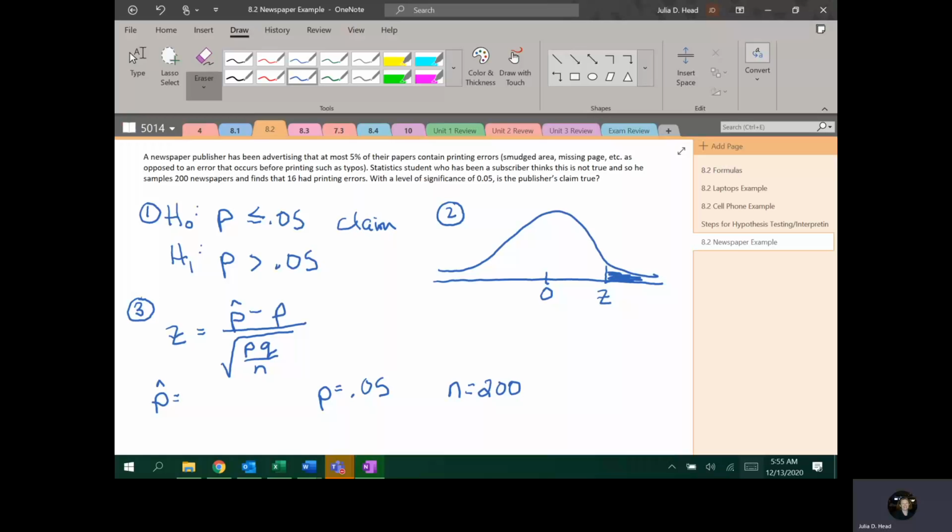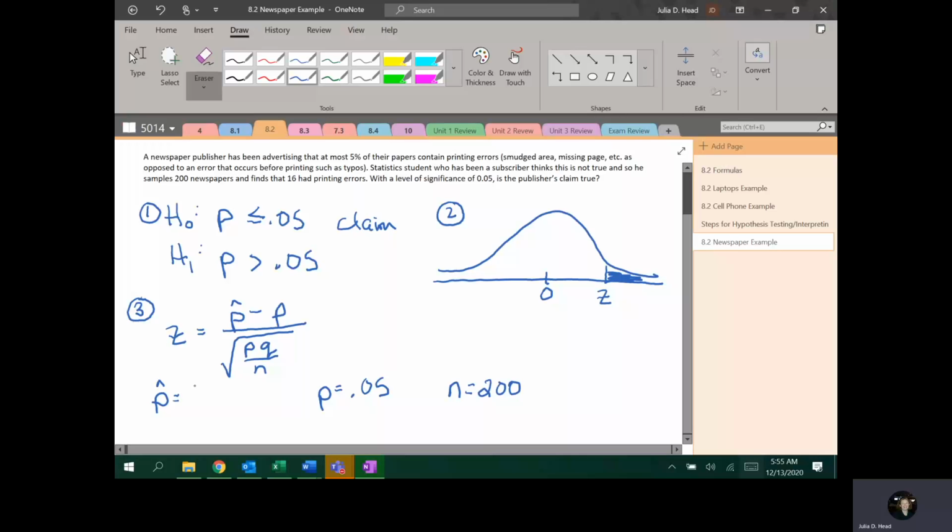P hat. Sometimes p-hat will be flat out given to you, and other times you'll have to calculate it. In this case, you have to calculate it. It says 16 of the 200 newspapers had printing errors, so 16 divided by 200.